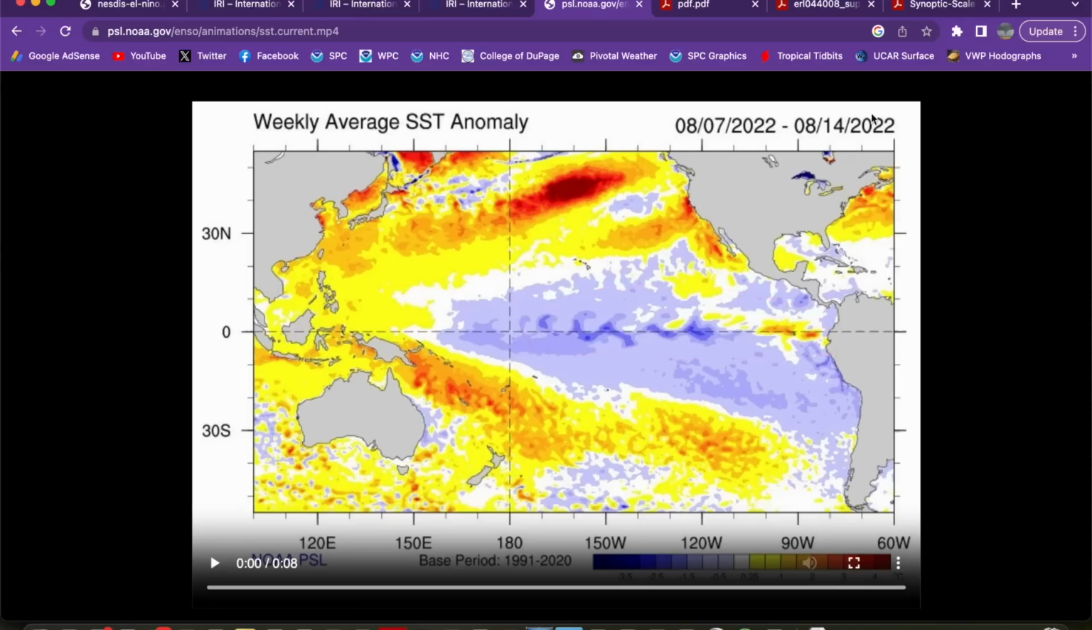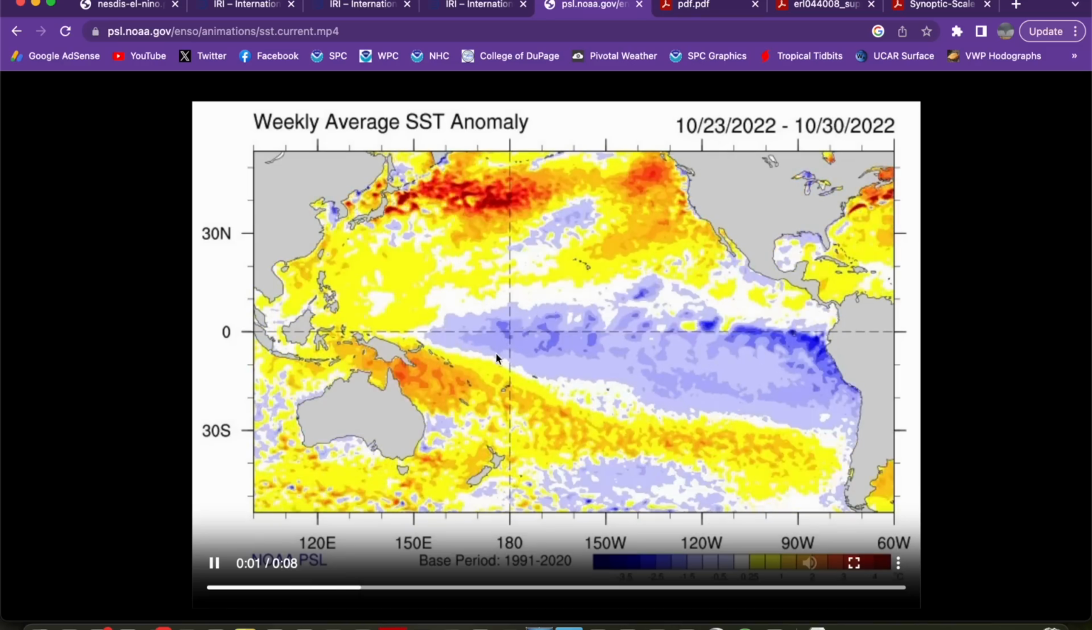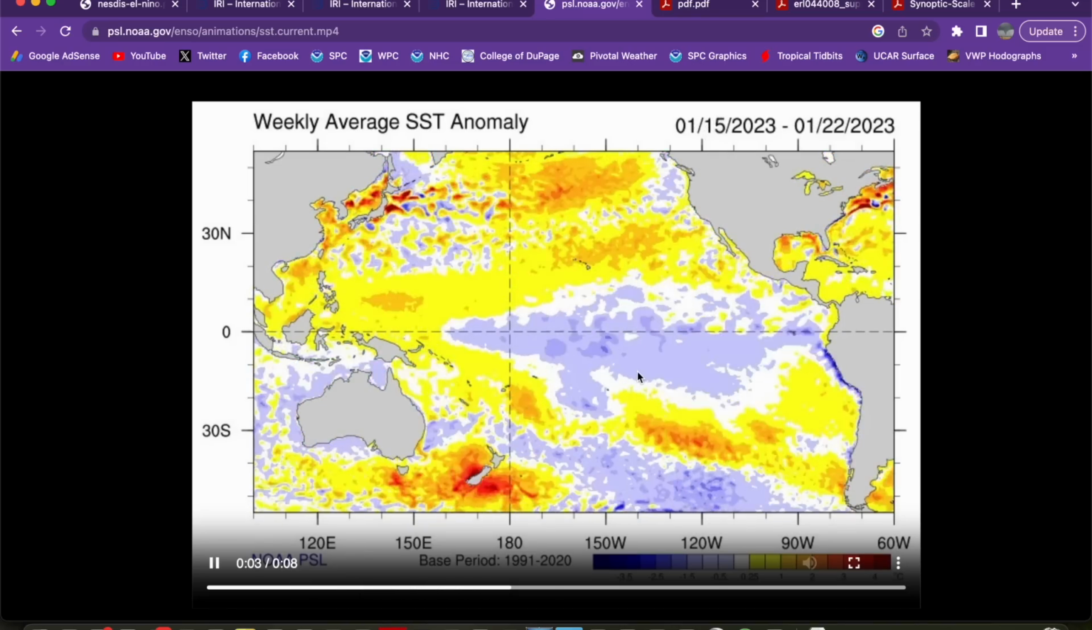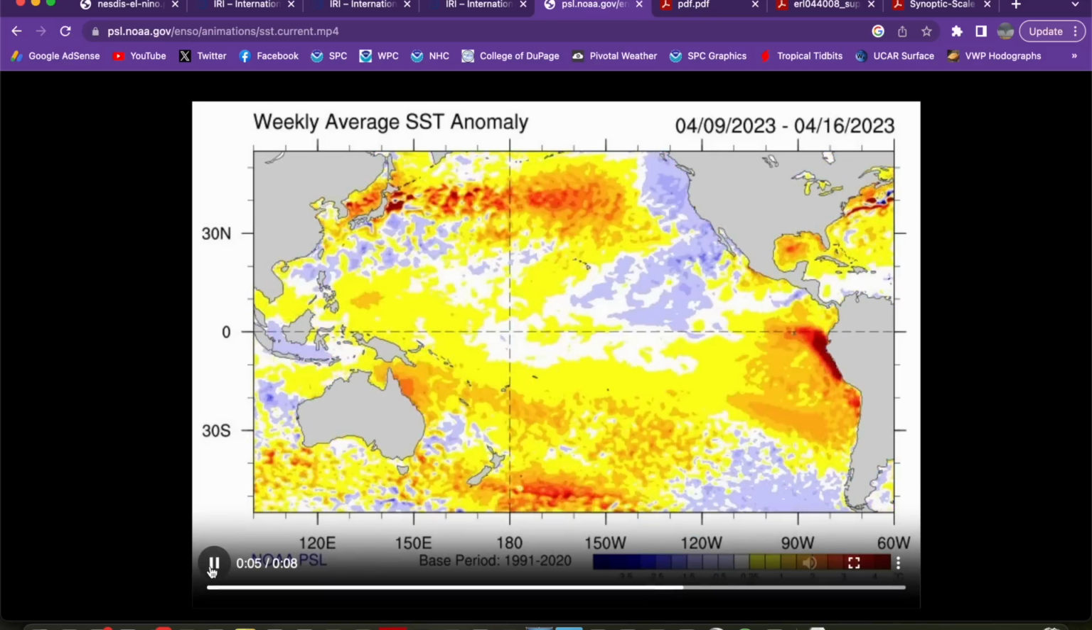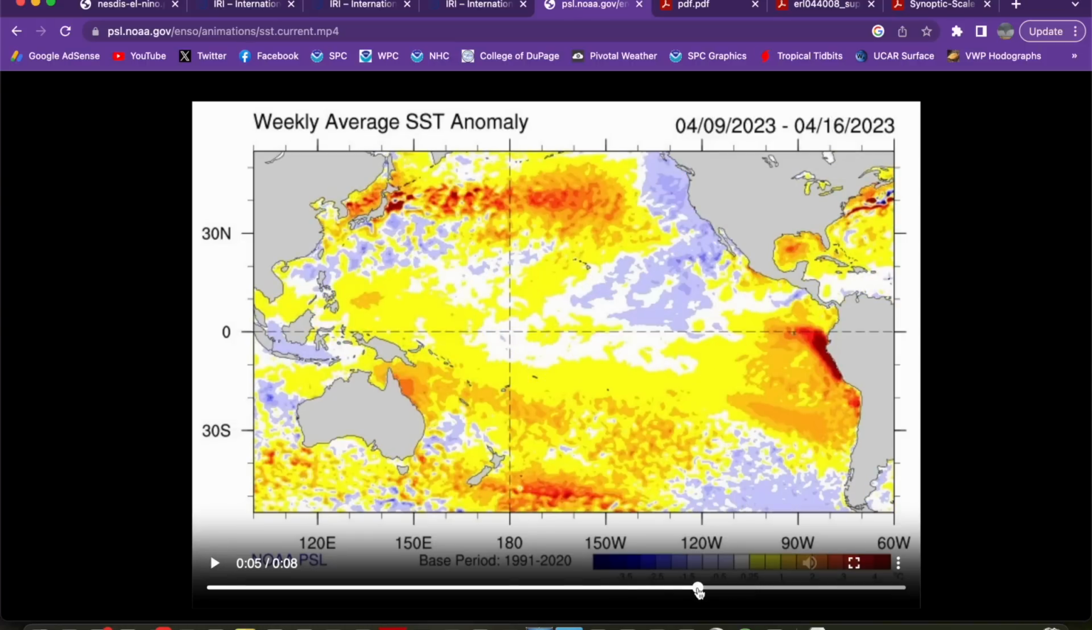So you see, starting back in August of 2022, we were well within that La Nina phase, very much cooler than normal sea surface temperatures in that equatorial Pacific region. And we'll play the animation here, and you'll see we continue with that La Nina into the start of 2023, and then very quickly we see that transition here, especially May into June.